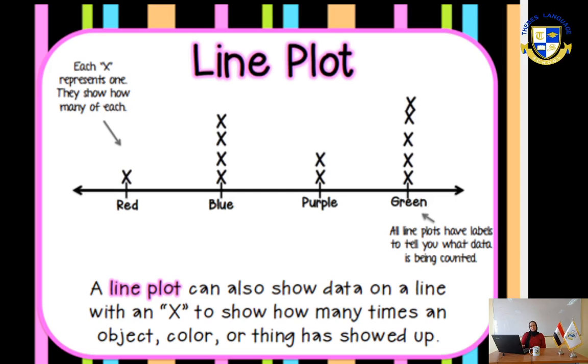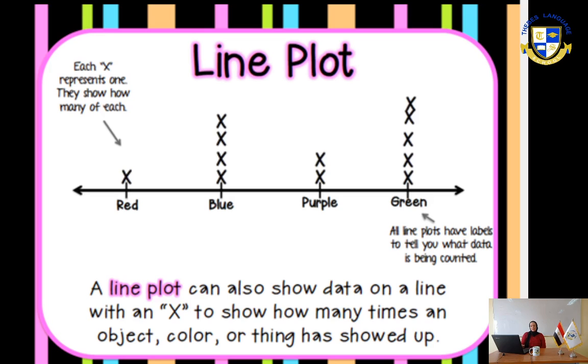The next one is blue, we have 4 x's. It means we have 4 blue. In the purple one we have 2 x's, it means we have 2. And the last one is green, we have 5 x's, it means we have 5.